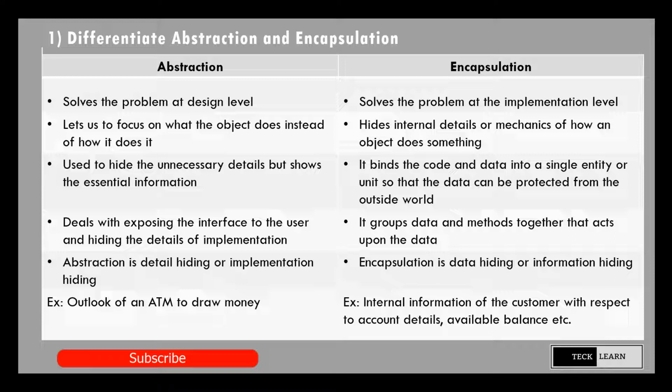Abstraction is detail hiding or implementation hiding, whereas encapsulation is data hiding or information hiding. An example for abstraction is the outlook of an ATM to draw money, whereas an example for encapsulation is the internal information of the customer with respect to account details, available balance etc.